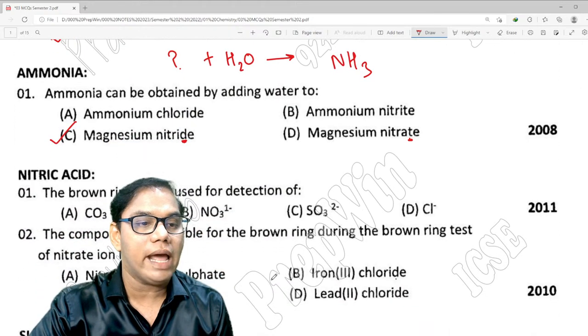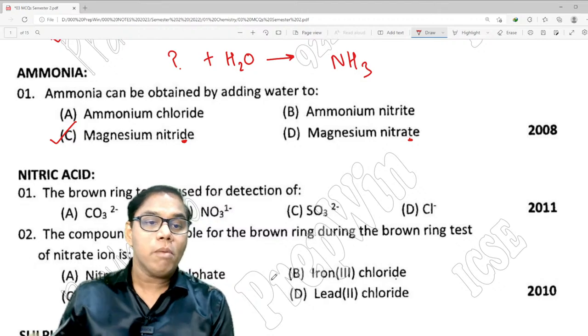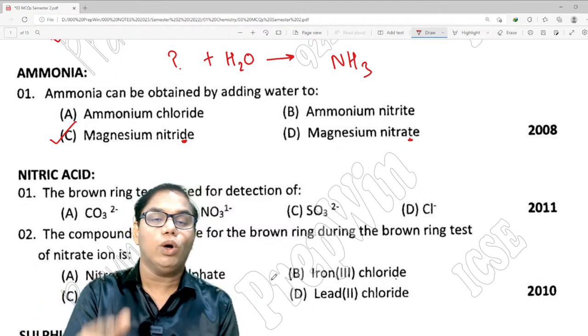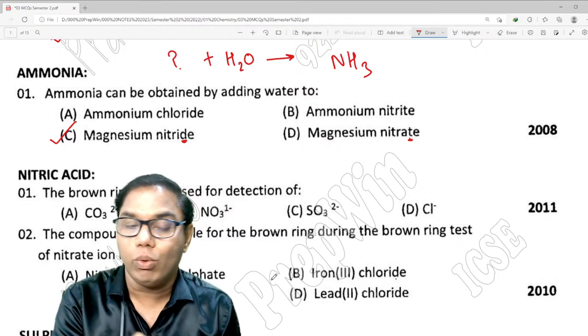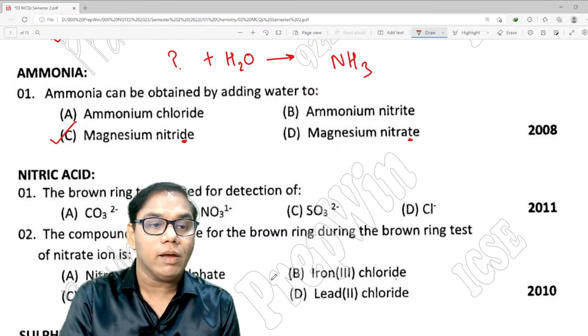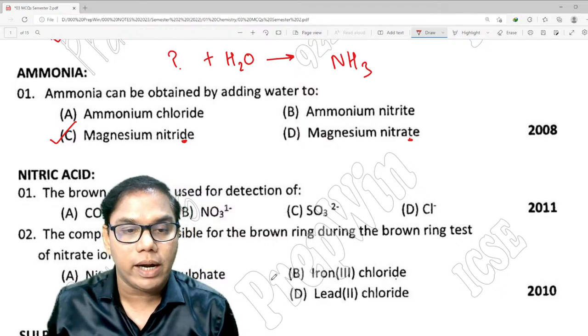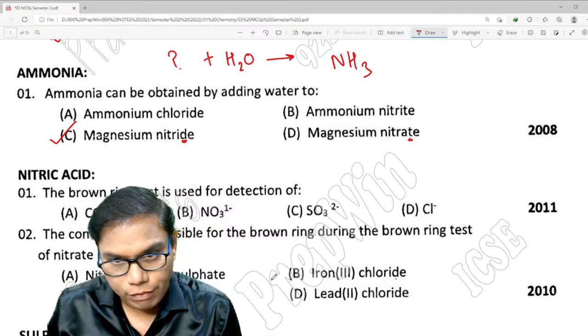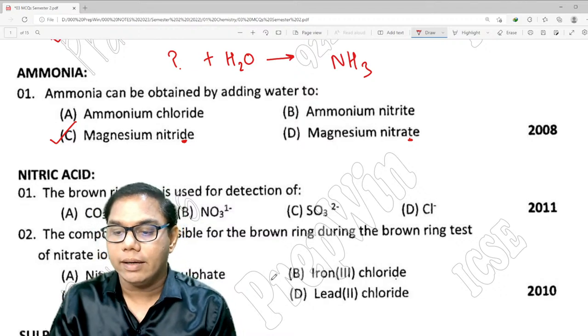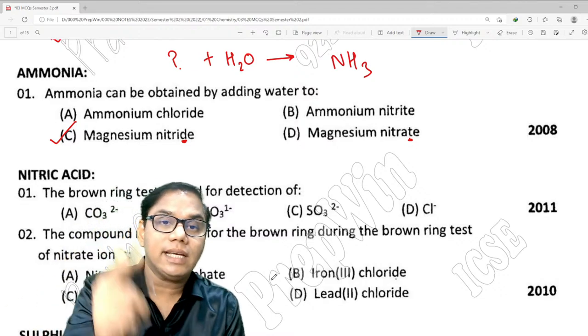Let's move on to the next chapter, that is nitric acid. The brown ring test is used for detection of what? You must have done this experiment in your school lab. So it detects which ion? Is it the carbonate ion? Is it the nitrate ion? Is it the sulfite ion or the chloride ion? Come on.